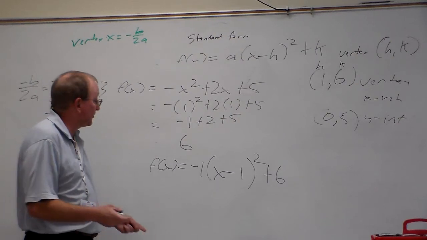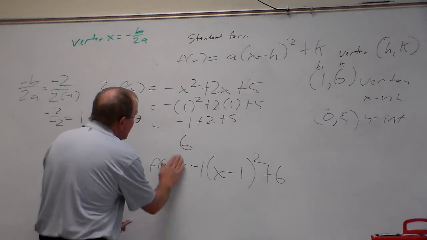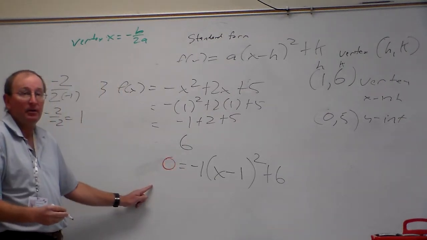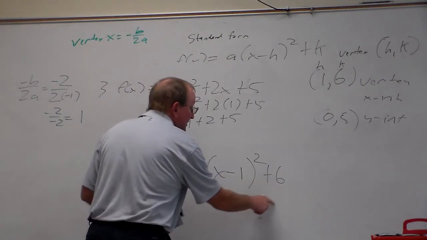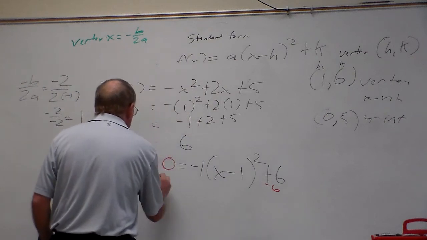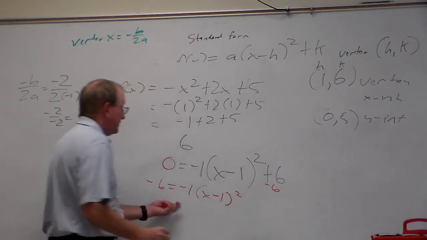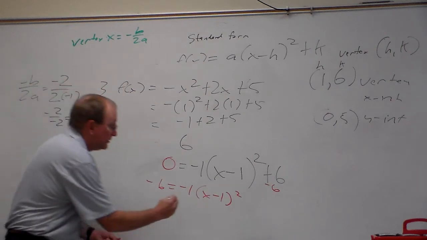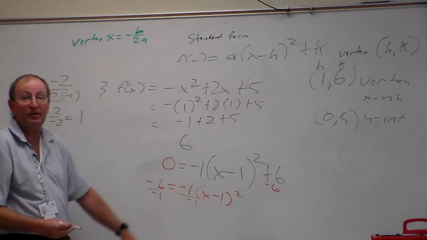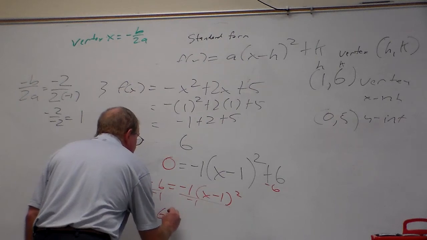I can find my x-intercept really easy, because now this is the same thing as the f of x being what? 0, right? So first off, what I might do is minus 6 from each side. So I have negative 6 equals negative 1 times the squared part. Guess what I would probably do now? Divide everything by negative 1, because I need to get rid of this here. What's negative 6 divided by negative 1? 6.